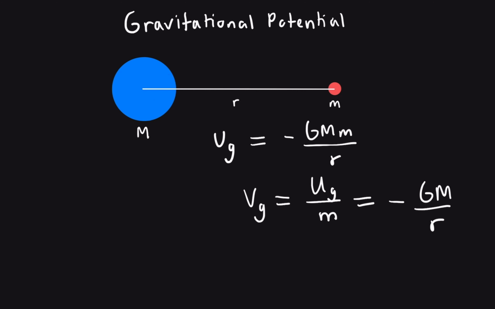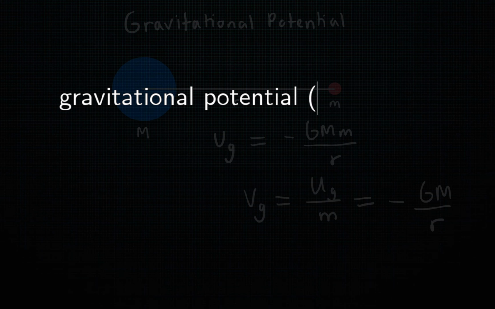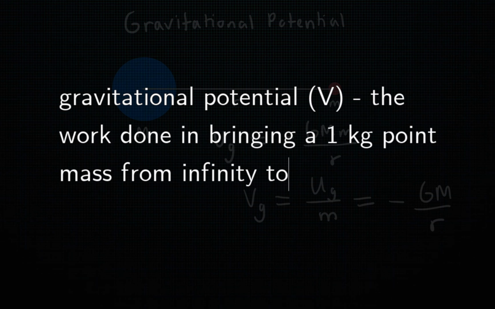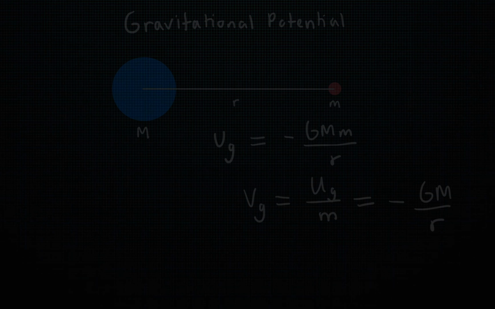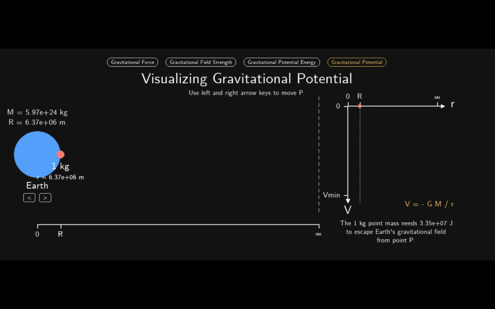And so that brings us to the definition of gravitational potential. The gravitational potential at point P in a gravitational field, so let's say big M's gravitational field, is defined as the work done in bringing a 1 kilogram point mass from infinity to point P. The choice of 1 kilogram is the same as the reasons that we chose 1 kilogram for the definition of gravitational field strength, because it's the same thing as if you were to just remove m from the denominator of U_G's equation.